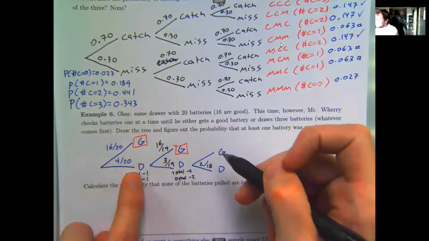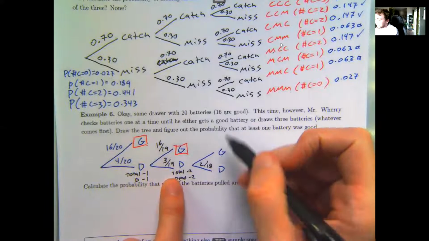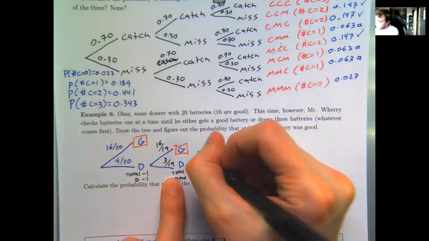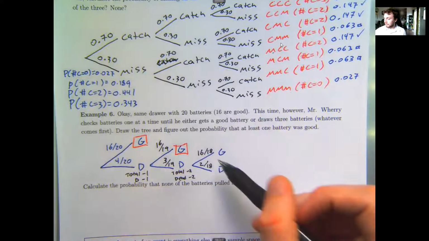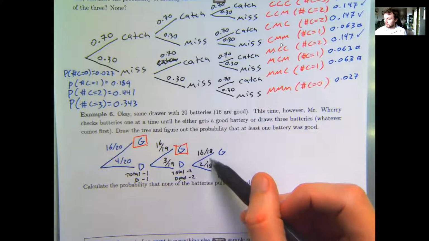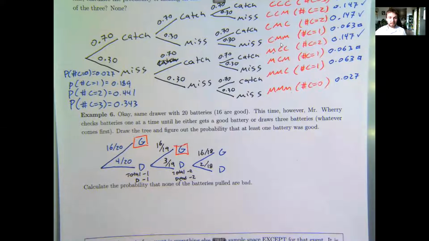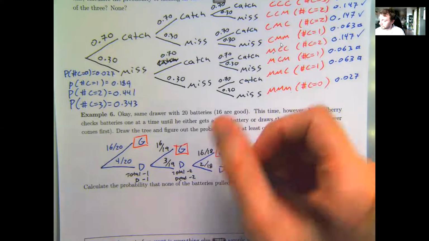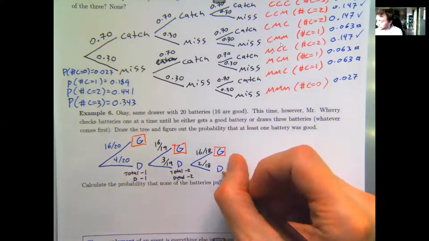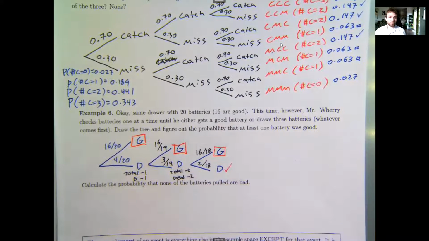If I've done nothing but pull dead on the bottom, I've not touched those 16 good batteries. 16 out of 18 would be good here, 2 out of 18 would be bad. If I get 3 good, I stop. If I get 3 dead, I would also stop drawing.